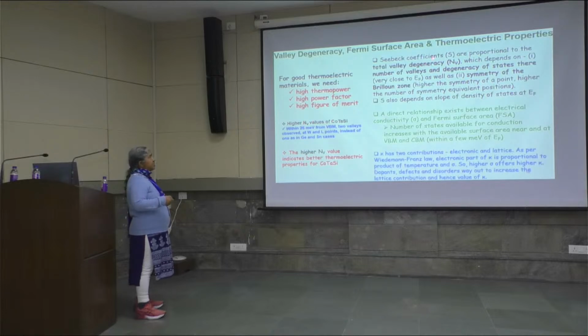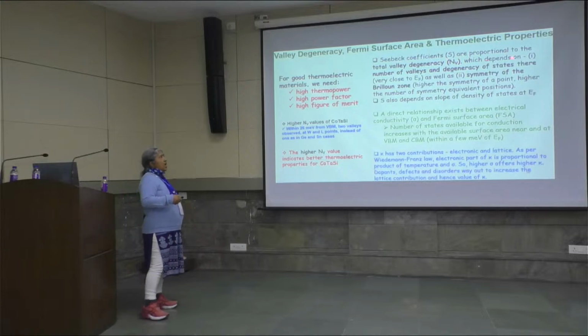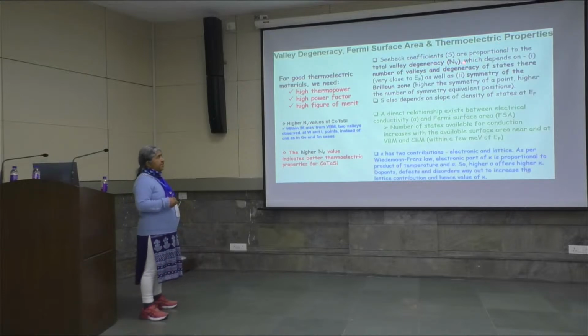Now, what is valley degeneracy? It has been seen in the literature that the coefficients, that is the S values, are proportional to the total valley degeneracy NV, which depends on the number of valleys and the degeneracy of states close to EF, as well as the symmetry of the Brillouin zone. The higher the symmetry of the point, along the band directions we have done, around gamma, W, L and so on, the higher the number of symmetry equivalent positions also. So this plays a role, and S also depends on the shape of the density of states at or close to EF.